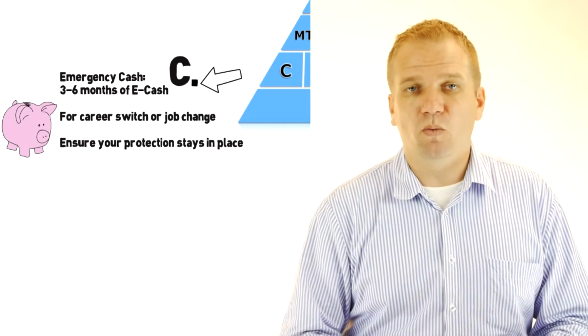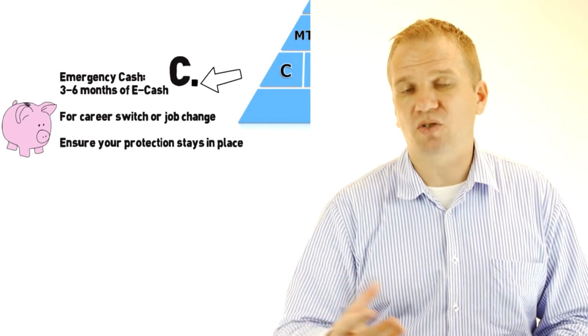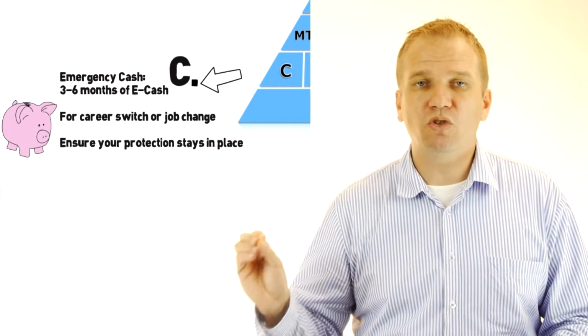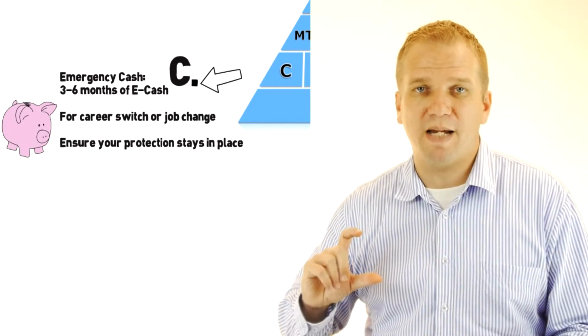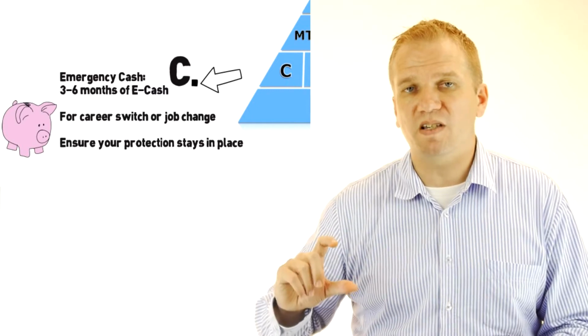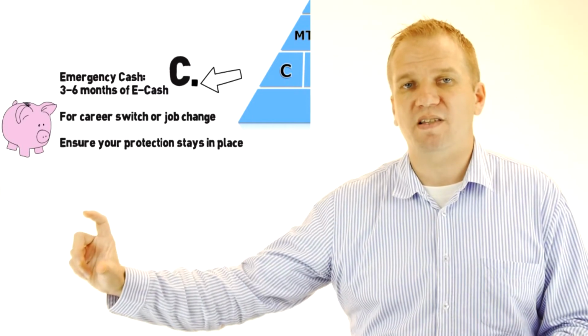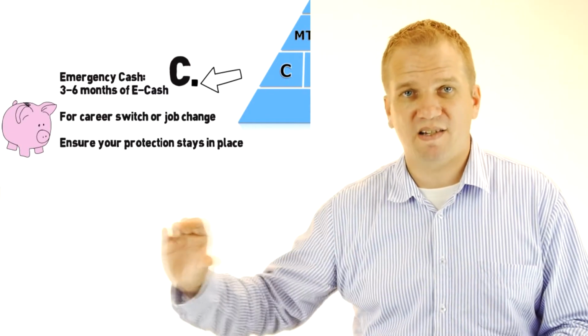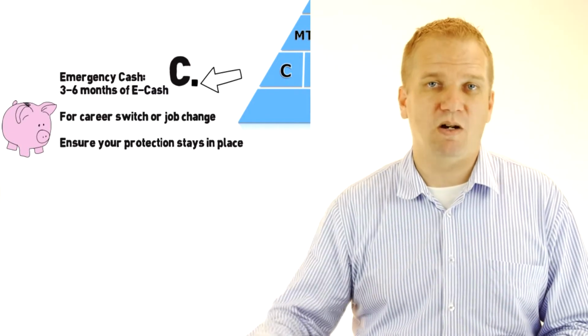The second reason why we should have 3 to 6 months of monthly burn rate in cash is we want to make sure that during those times we can still service all of the insurance policies that we have put into place when we had addressed the base layer in our first step.